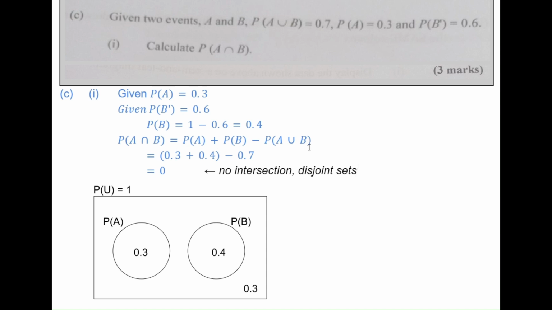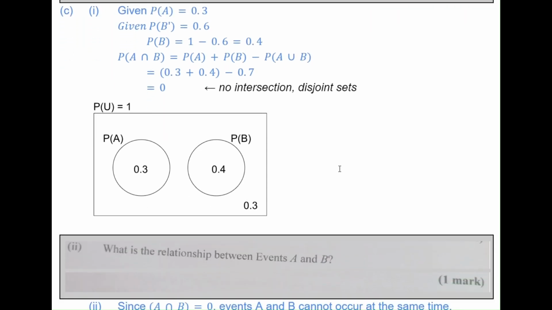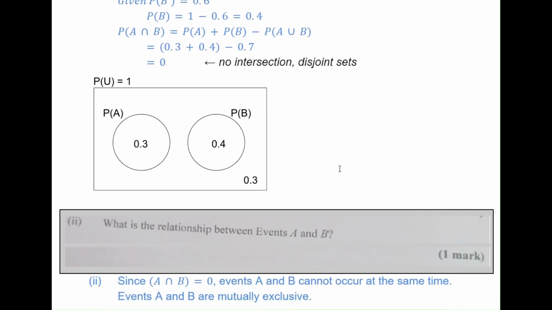Right, so A and B cannot occur at the same time, and for part 2, that would be part of our answer. What's the relationship between events A and B? Right, since they cannot occur at the same time, we say that they are mutually exclusive.